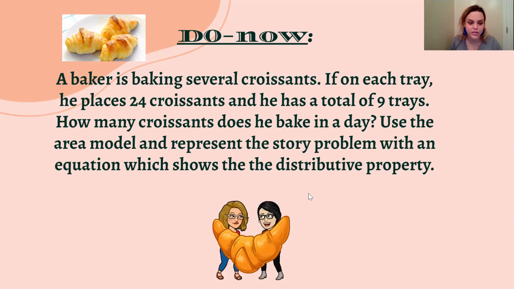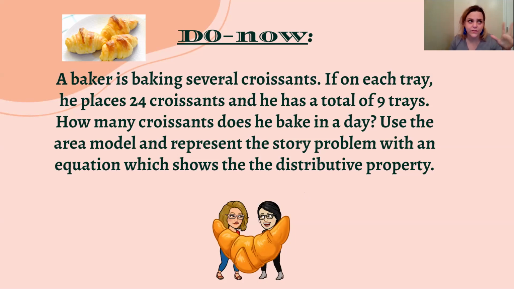Okay, so we're going to start by solving. Let me read it one more time to understand what it's asking me to do. So a baker is baking several croissants. If on each tray he places 24 croissants and he has a total of 9 trays, how many croissants does he bake in a day? Use the area model and represent the story problem with an equation which shows the distributive property.